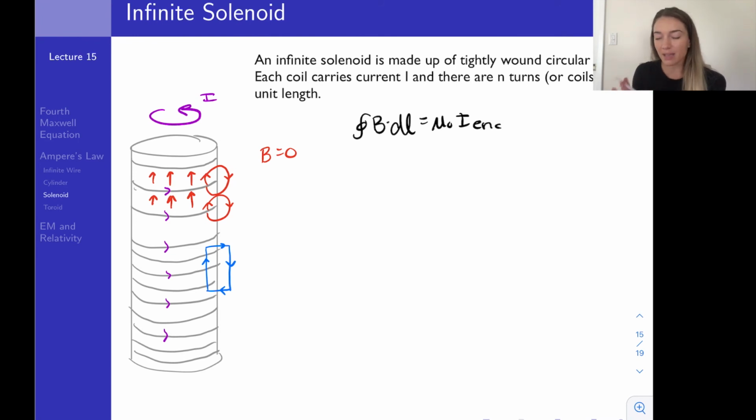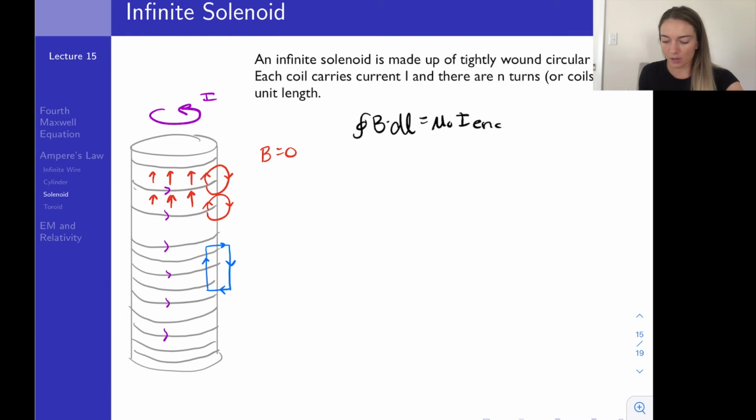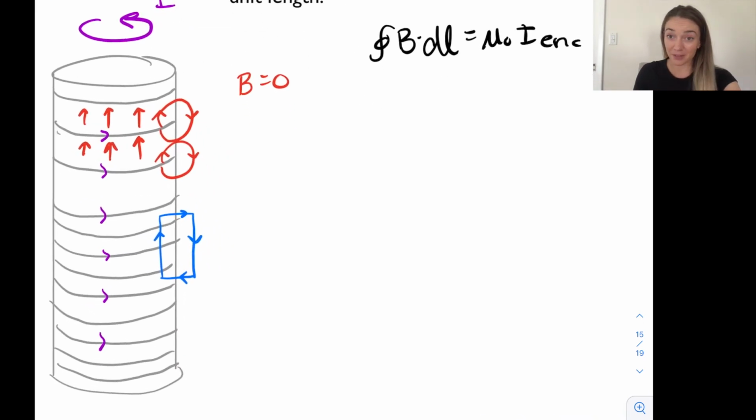Now, physically, the magnetic field is just very, very weak outside a solenoid because we can't really have infinite solenoids. But usually when we're doing Ampere's law, we just take it as 0 since we're doing an approximation. So our magnetic field ends up canceling outside our solenoid, and we only have a constant magnetic field inside our solenoid, an infinite solenoid. So now let's get back to our integral.